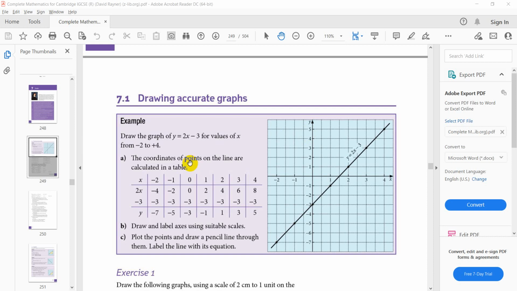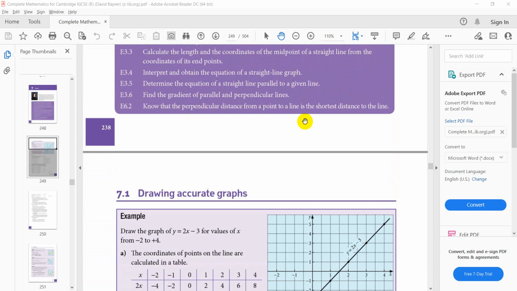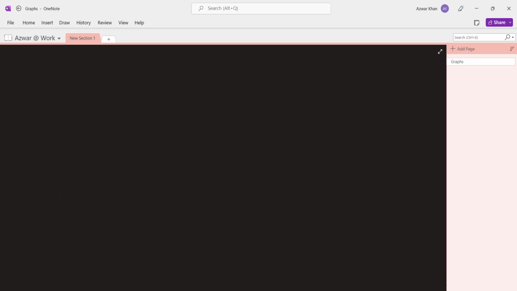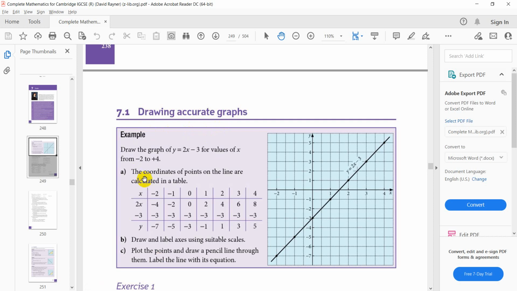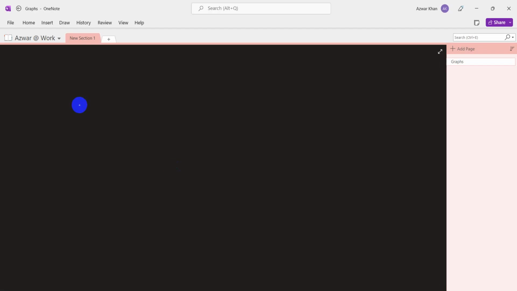This is the second video which comes under the chapter graphs. So in this video we are going to discuss how to draw accurate graphs for a given equation. I will take this textbook example and explain how to plot the given coordinates and draw the graph. So let's take the example question, which is y equals 2x minus 3.